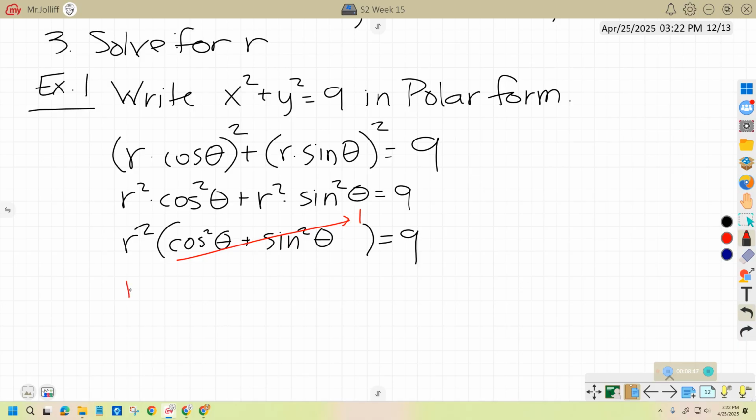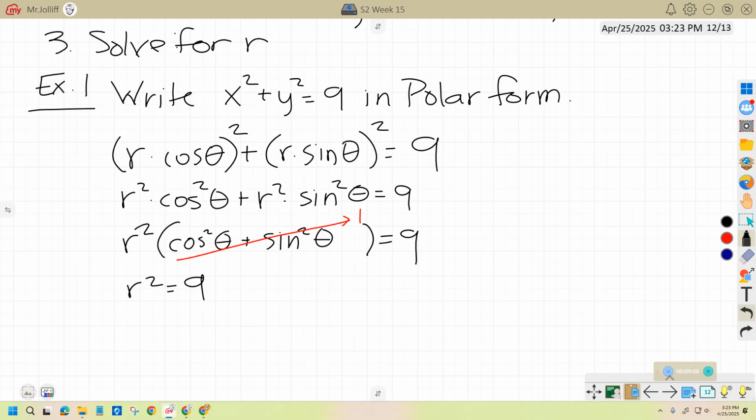So this is just, that should not be in red. Try that again. r squared equals 9. It's not bad, 2 lines. And I've done the simplifying. That's as simple as it's going to get.